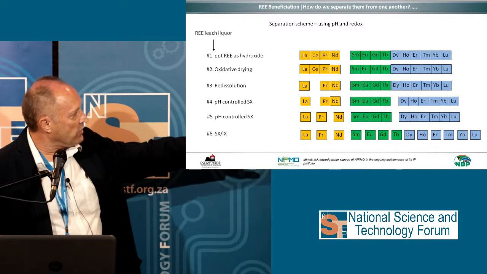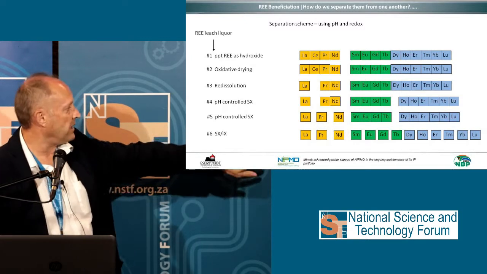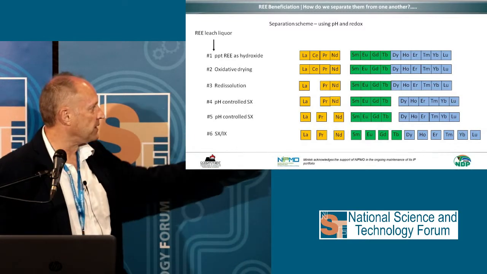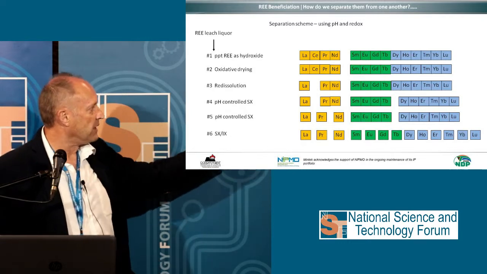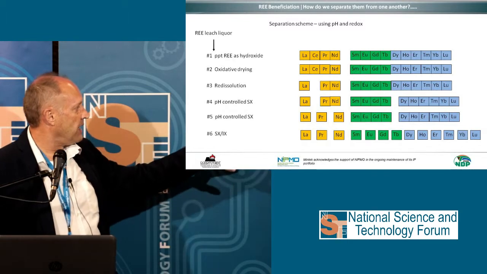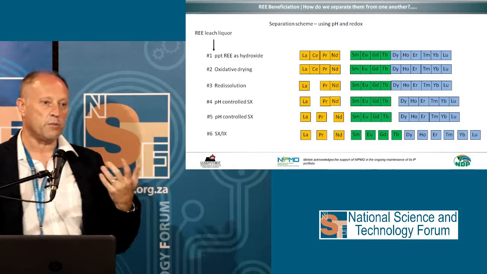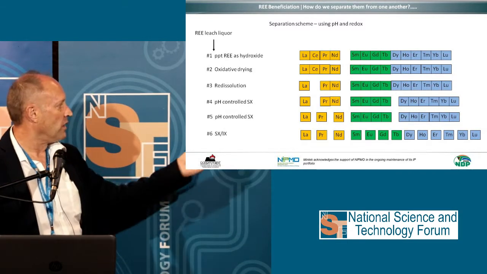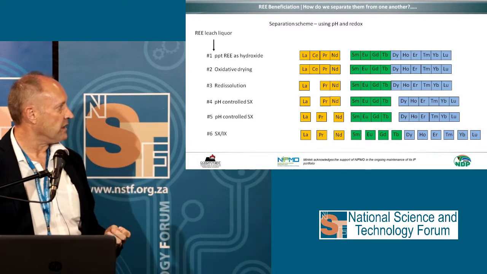Then you've got basically three groups. The light ones, where the lanthanum is normally used for catalytic purposes. You've got that separated. The praseodymium and neodymium for magnets. You've got that separated. And then you've got the middles and the heavies. And you can then separate the middles and the heavies from each other, either by controlling the SX process extremely tightly on pH, or by means of ion exchange processes.